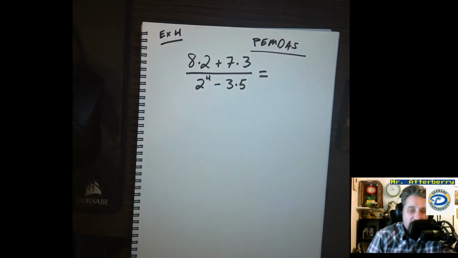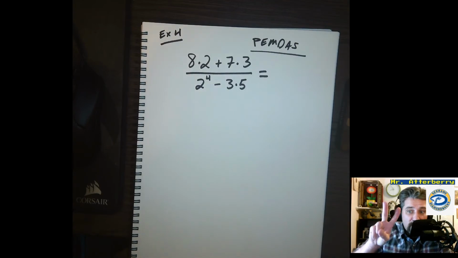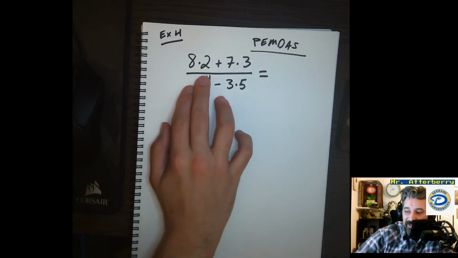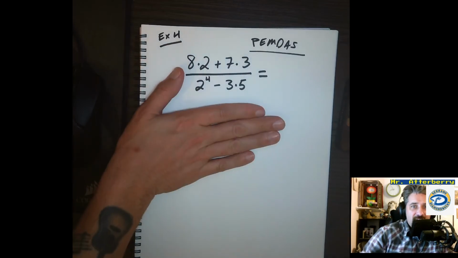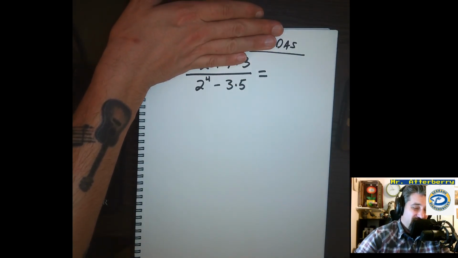Remember, we're doing an order of operations, so by writing PEMDAS at the top of our page, that will help us out. We don't have parentheses for this problem, which is fine. I do see an exponent, but with a problem like this, you want to separate it into two problems. You have a top part and a bottom part. You've got 8 times 2 plus 7 times 3. That's one problem. Then you've got a problem down here, 2 to the 4th power minus 3 times 5.